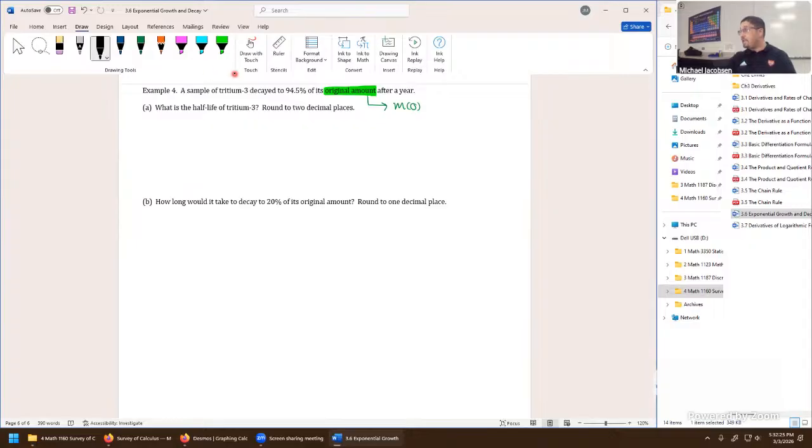We can re-express that by saying the mass at time just 1 year, or the 1 year inside there, is, converting this to a decimal from the percentage, 0.945 of its original amount, which means multiplied by the original or initial mass, m at 0. So it's a really short context, but it's informationally dense. It's giving us a percent it's decayed to after 1 year.